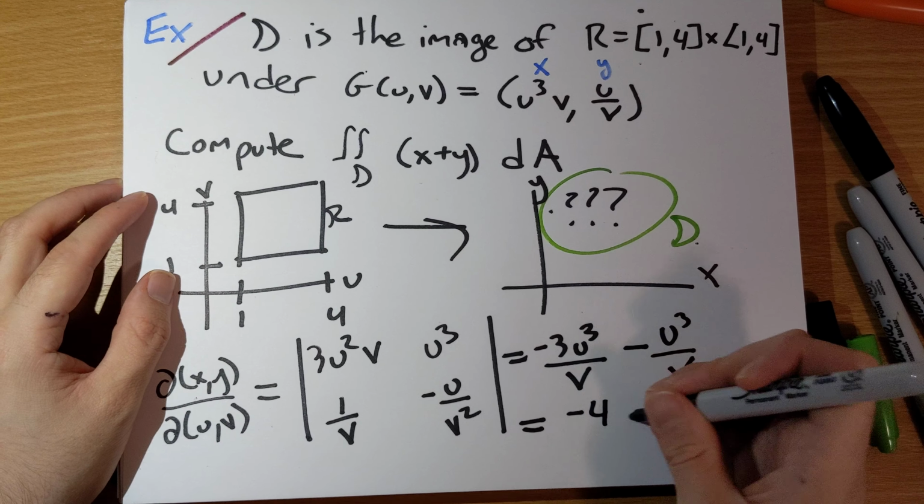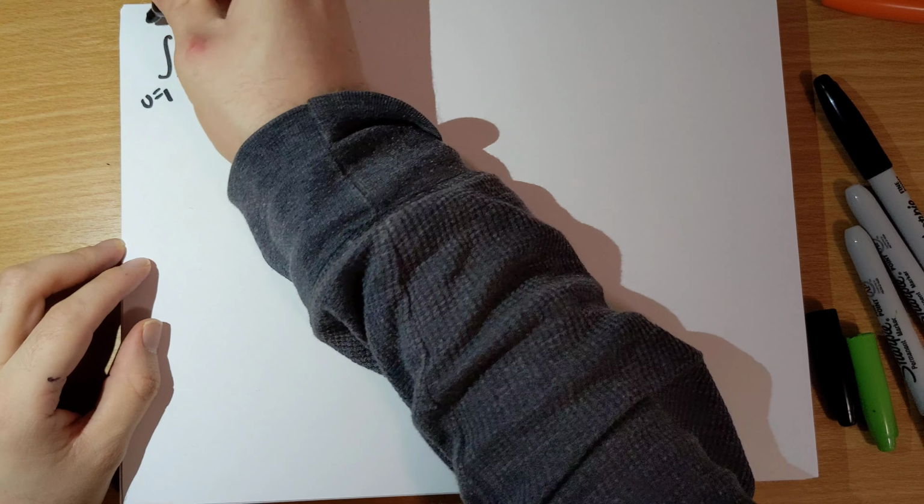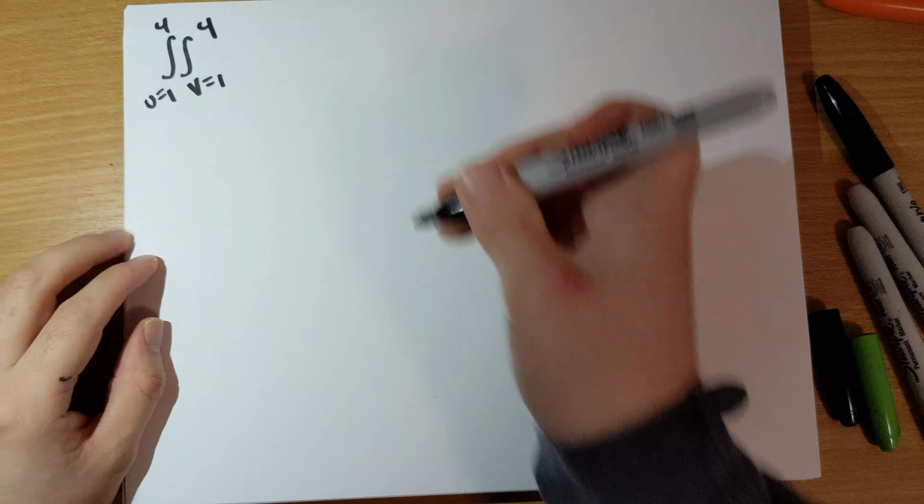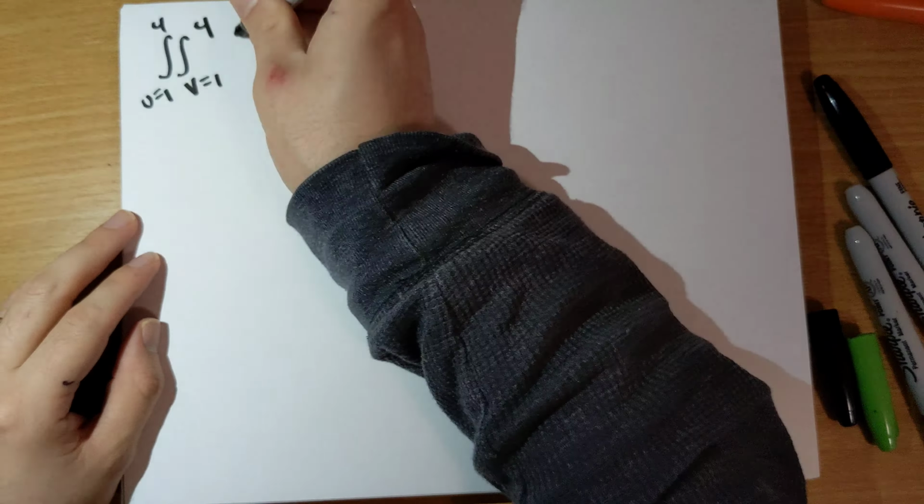Okay, so our double integral is going to be u runs from 1 to 4, v runs from 1 to 4. That's really nice. We replace x with u cubed v. We replace y with u over v. And then we need to throw in, this is something that's a common little mistake, this is why I chose this problem, we throw in not the Jacobian, but the absolute value of the Jacobian.